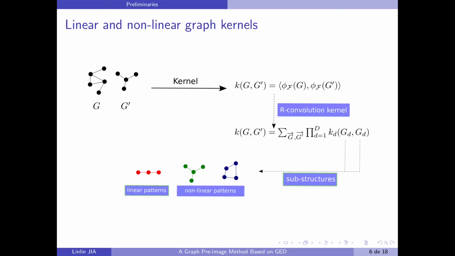There are many kinds of graph kernels. A widely used one is based on substructures. There are linear patterns and non-linear patterns that serve as substructures. We measure similarities between pairs of patterns, and the graph kernel between two graphs is constructed on these comparisons.